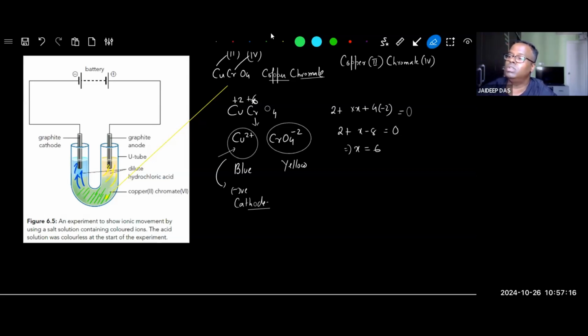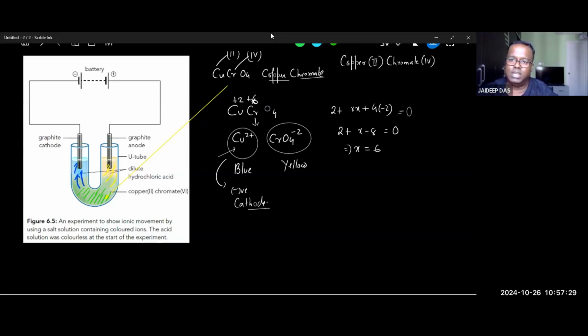The chromium ions went towards the positive electrode, which were yellow, and the copper ions, which are the positive ions, went towards the negative. Is this clear?